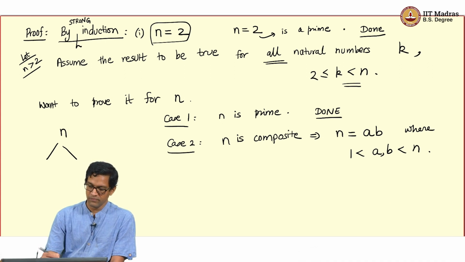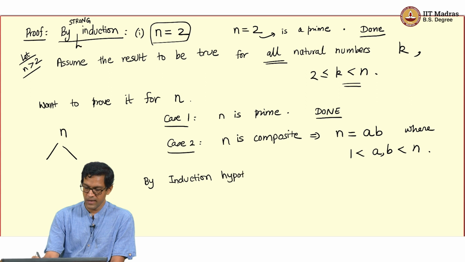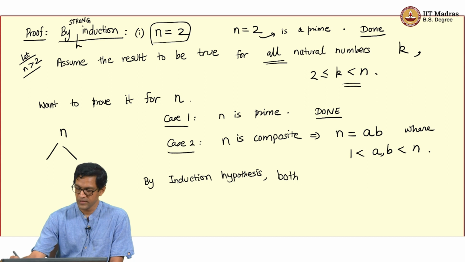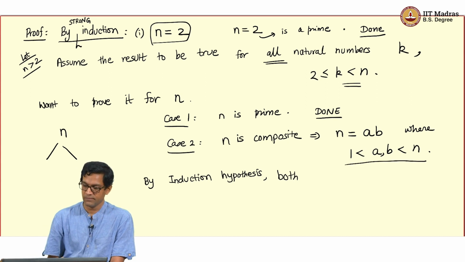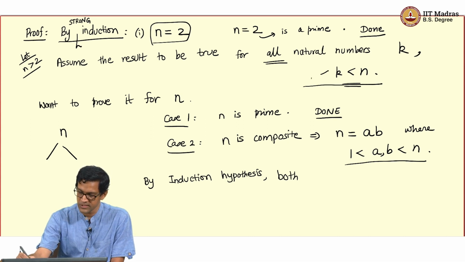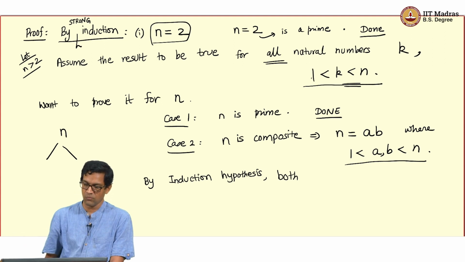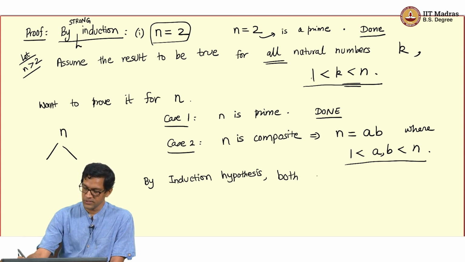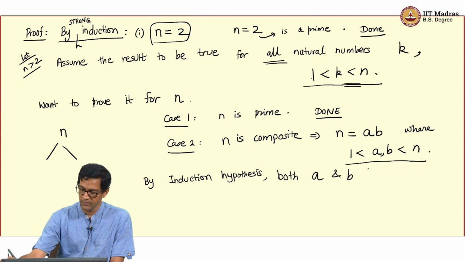Okay, so now we will do the following, we will apply the principle of induction. So by the induction hypothesis, both a and b have a prime factorization, because both a and b are numbers strictly between 1 and n. And that is what we assume for numbers k, here I wrote greater than or equal to 2, that is the same as saying strictly greater than 1. So by the induction hypothesis, both a and b have a prime factorization.